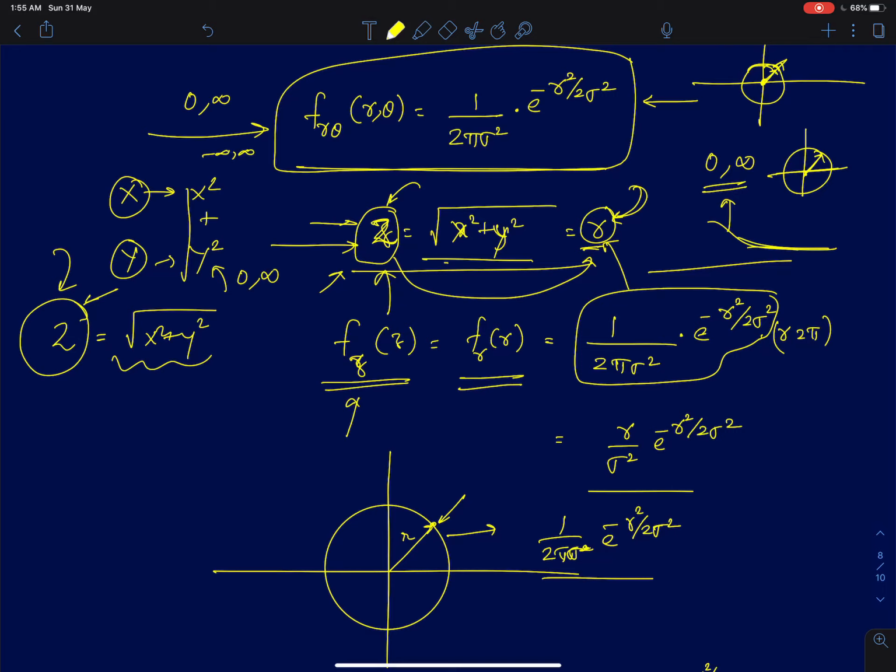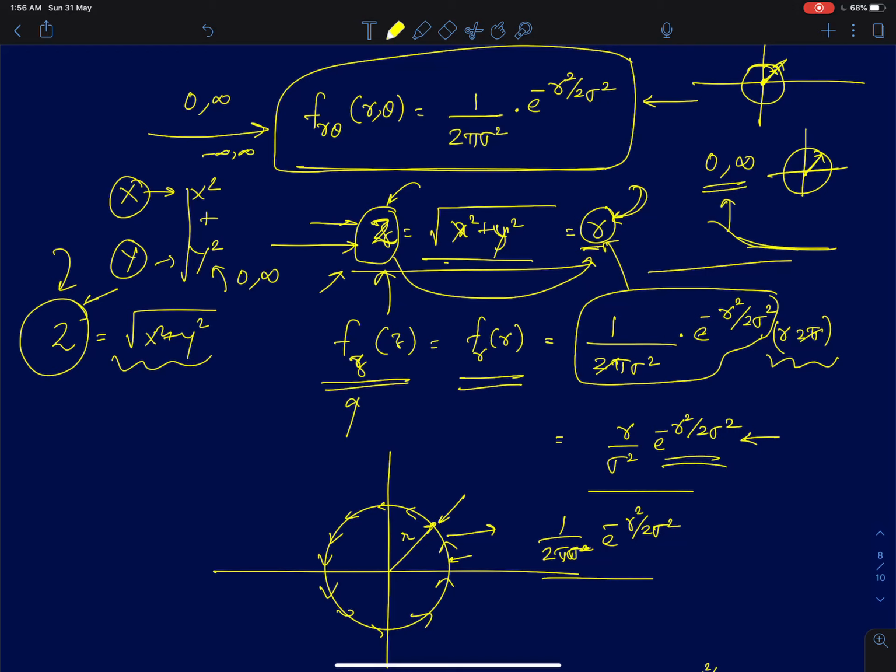But we are supposed to find this for all values of r along the circle, so the value of the density function is the same. If I integrate the density function along the circumference of the circle, I will get the density function in r. Since the probability is the same along the circumference, I can simply multiply by the length of the circumference, which is 2 pi r. When I multiply that, the 2 pi and 2 pi cancel out, so we are left with r by sigma square into e power minus r square by 2 sigma square.